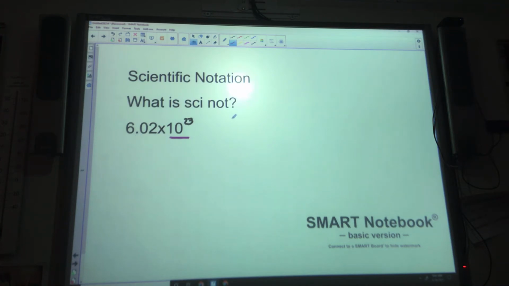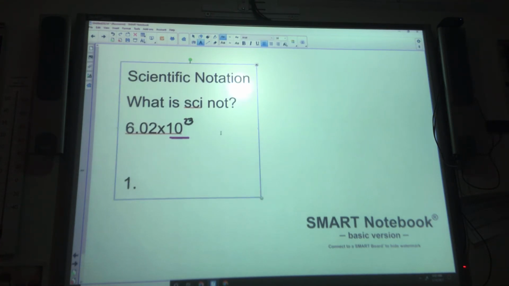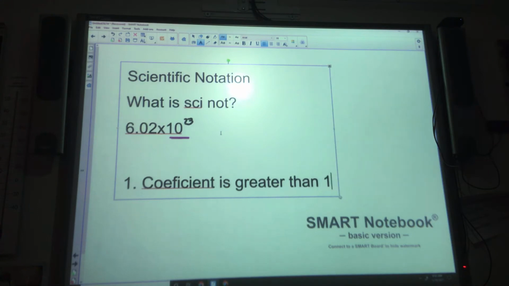So what they actually do is they represent numbers in what's called scientific notation. Scientific notation means a couple of different things. So scientific notation, number one, what's the name for that again? Coefficient, yes. Coefficient is greater than 1, less than 10.